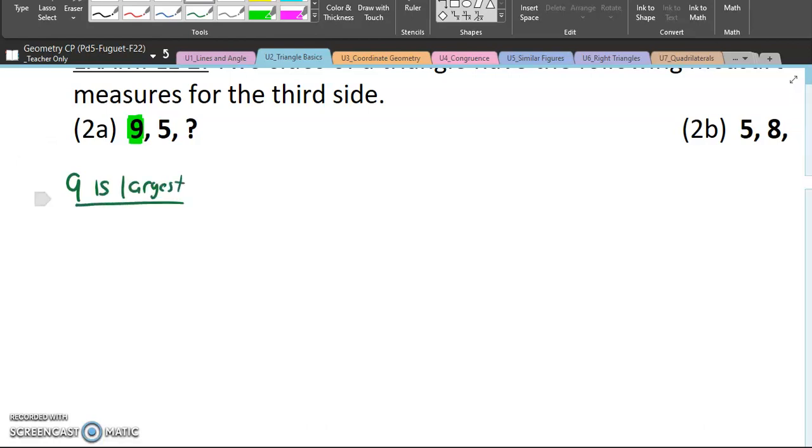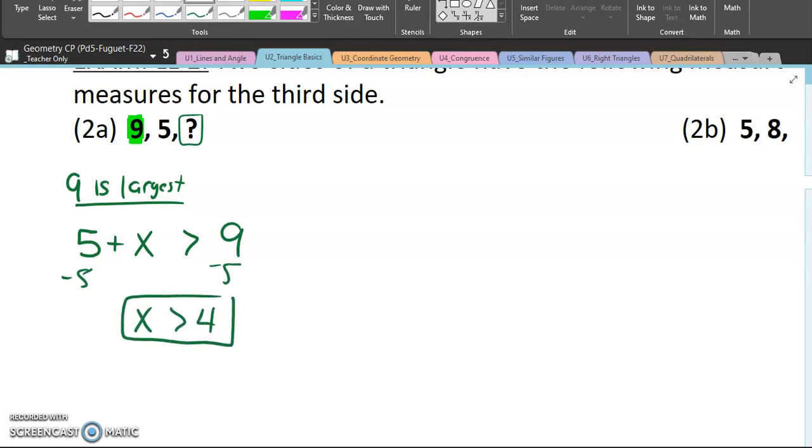If 9 is the largest side, that means that 5 plus, and instead of the question mark, let's call that x, 5 plus x has to be greater than 9. And so all we have to do now is solve this inequality and come to the conclusion that x is greater than 4. Now, the reason why we can't just blindly say x is greater than 4 is because what if I happen to choose the number 12? If I plug 12 in up here, guess what? 9 is not the longest side anymore. Now, agreed, 5 plus 12 is bigger than 9.